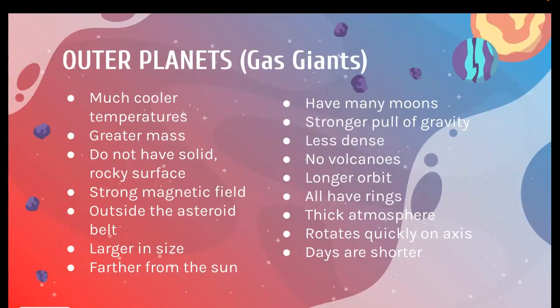And it has a similar atmosphere to Uranus, which makes it that blue color. So we call the outer planets gas giants. They have much cooler temperatures. They're bigger in mass. They do not have a solid rocky surface or a strong magnetic field. They're considered outside the asteroid belt, larger in size, further from the sun. They have many moons. They don't just have one or two. They have 20 plus moons. They have a stronger pull of gravity, less dense, no volcanoes. If they're made of gas, they have no volcanoes. Longer orbit. They all have rings and a thick atmosphere. They rotate quickly on their axis, and their days are shorter.